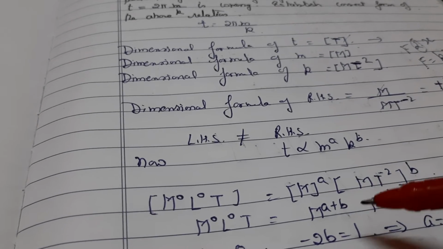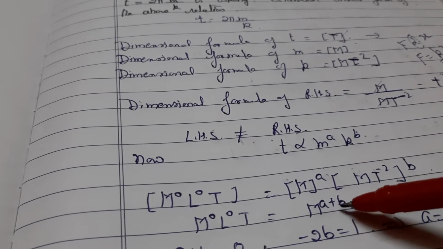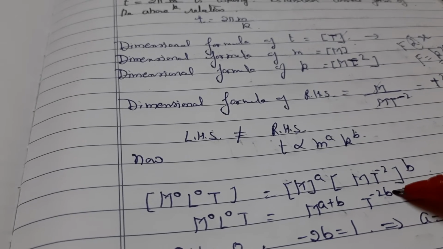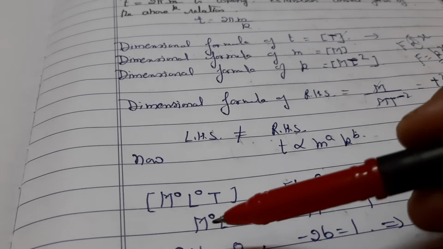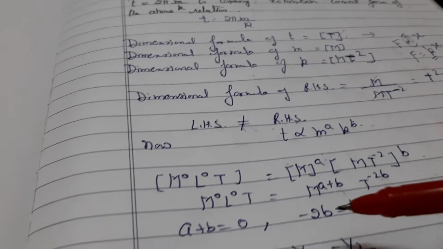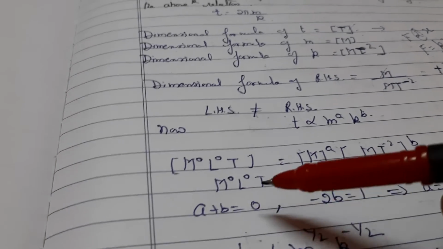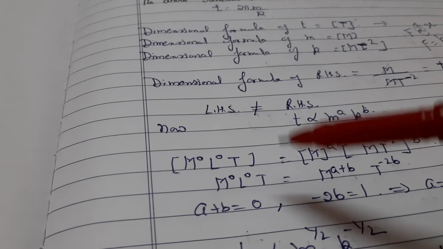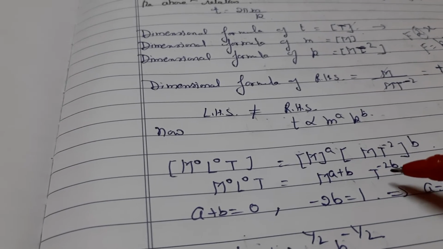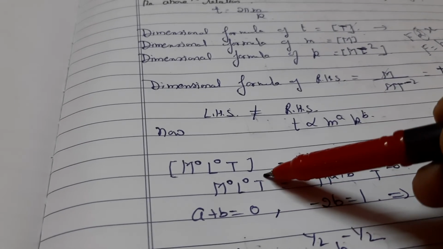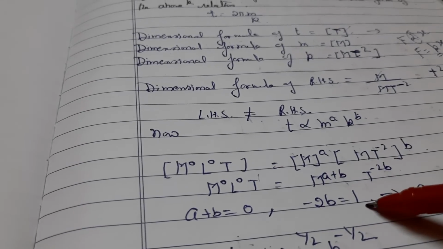Then we will equate: M raised to the power a plus b is coming, and T raised to the power minus 2b. On this side, M raised to the power is 0. It means a plus b is equal to 0. Now L is not given here, so don't take the L power. Now we will equate T: minus 2b, and on the other side, T has power 1. So minus 2b is equal to 1.